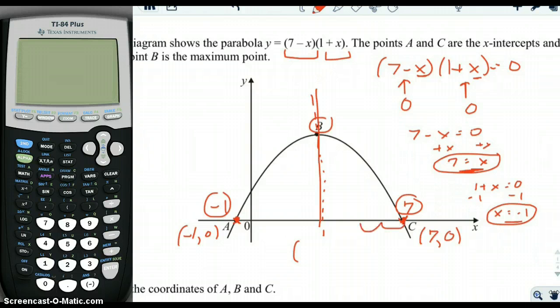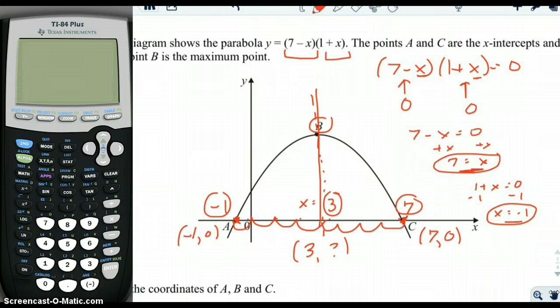So if I go 1, 2, 3, 4, that would be about x equals 4. Let's see, 1, 2, 3, 4. Oops, see, I made a mistake. If I counted 4 from 7, 7 minus 4, that would be 3. If I counted 4 from negative 1, that would be 0, 1, 2, 3. That would be 3 also. So halfway in between negative 1 and 7 would be x equals 3. So we already have the x-coordinate of the vertex. We just don't know the y-coordinate yet.